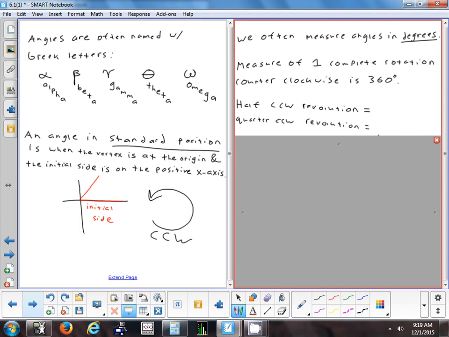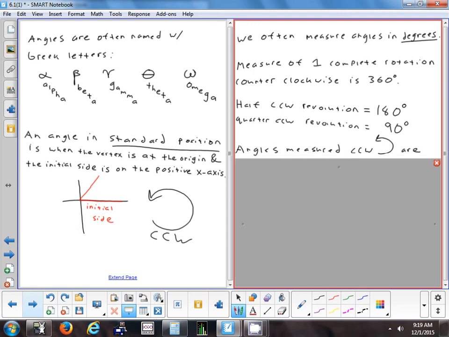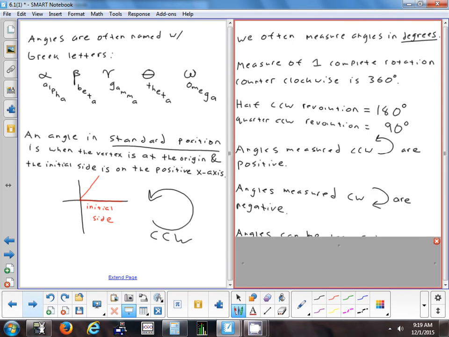Okay, so what about a half counterclockwise revolution? That would be 180. And what about a quarter revolution counterclockwise? 90. And again, we're doing all this in degrees. Okay, so angles that are measured counterclockwise are positive. If we measure an angle clockwise, that's negative.